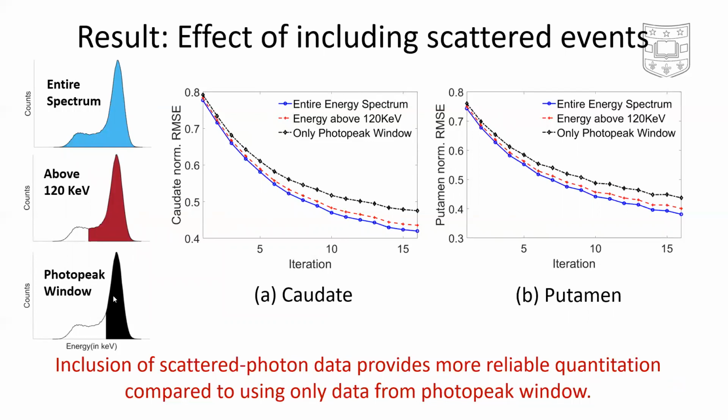The figure shows the normalized root mean square error in estimated activity uptake as a function of iterations in the ordered subset expectation maximization algorithm. We observed that inclusion of data from the scatter window results in lower root mean square error at each iteration. In all the cases, the root mean square error decreases as iterations progress.